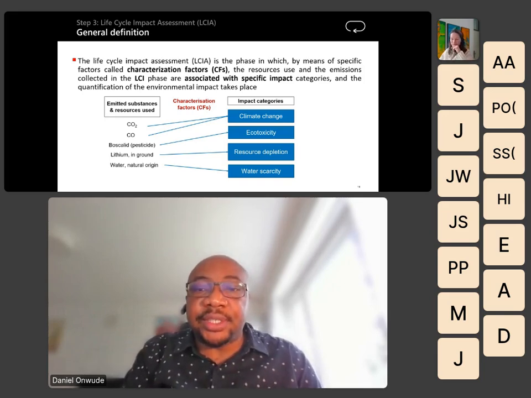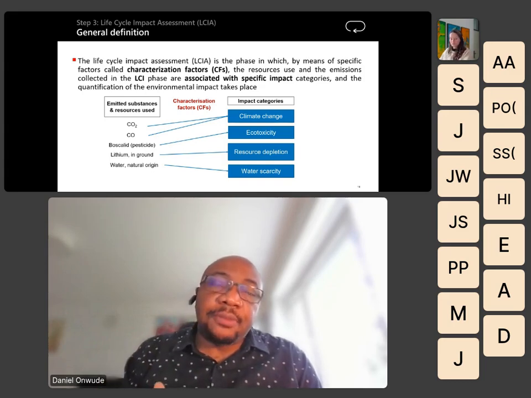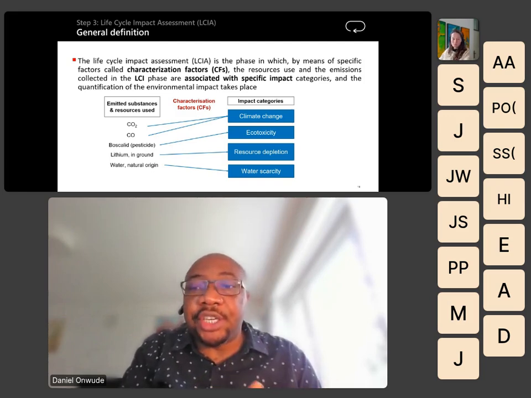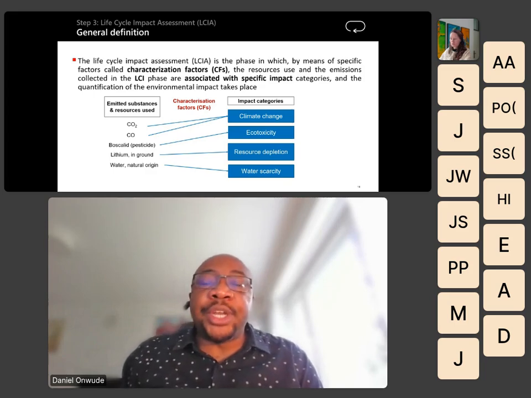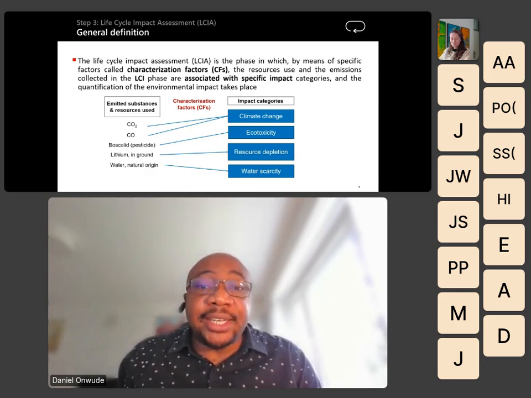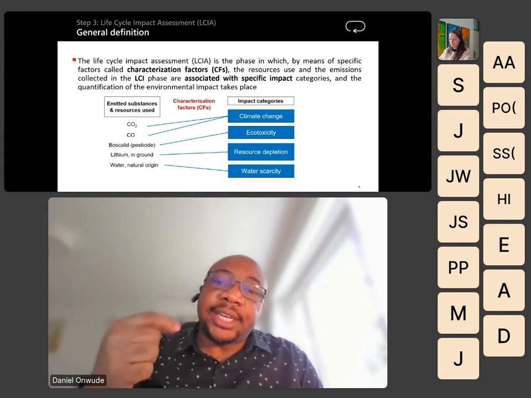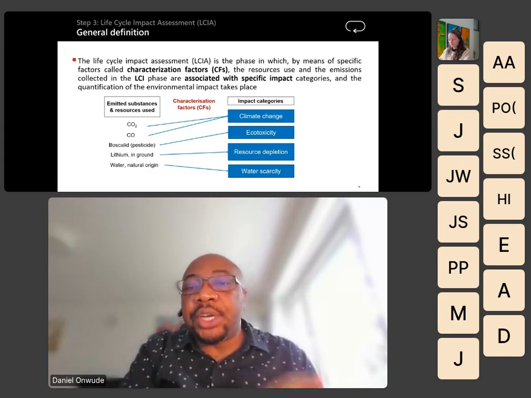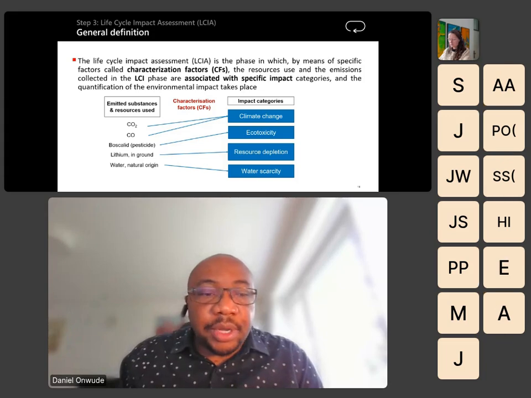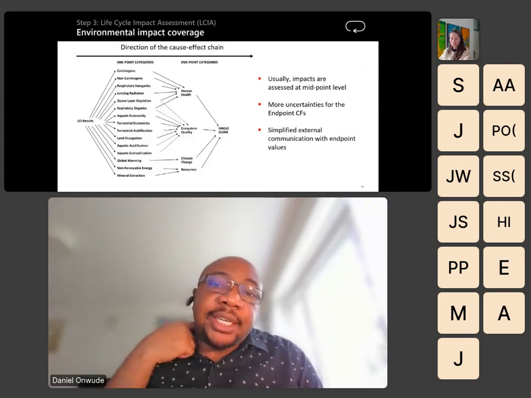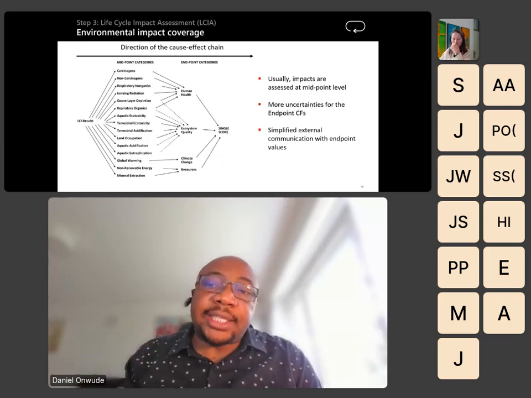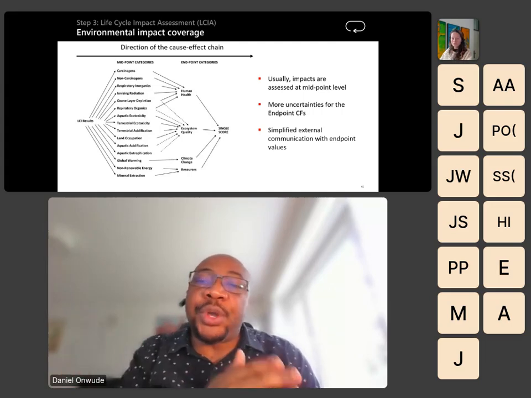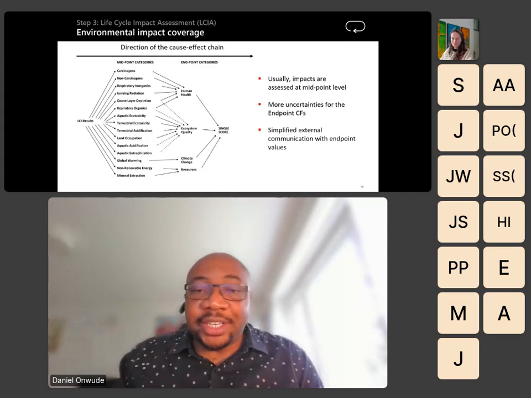So each of these categories represents a different environmental issue, from long-term climate shifts, as is the case for climate change, to local water shortages when you talk about water scarcity. In essence, this phase helps turn raw data into meaningful environmental insights that show where the biggest pressure on the planet comes from. Okay. And here you can see how the impact assessment connects emissions and resource use to their broader environmental consequences. This is basically what we call the cause-effect chain when you talk about life cycle assessment.